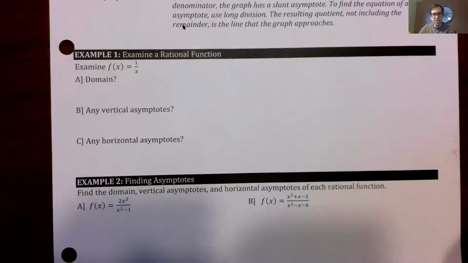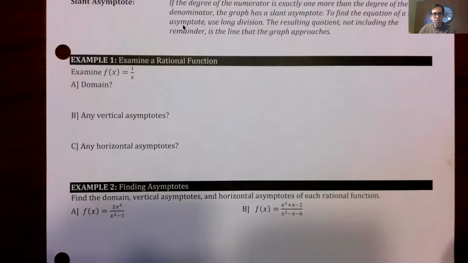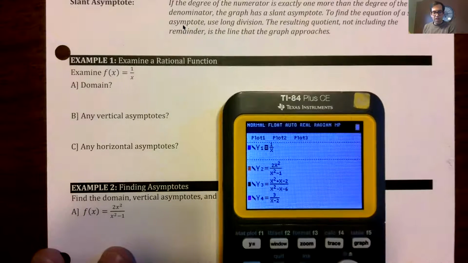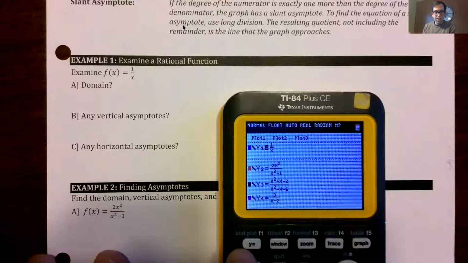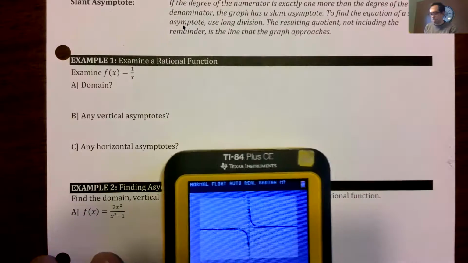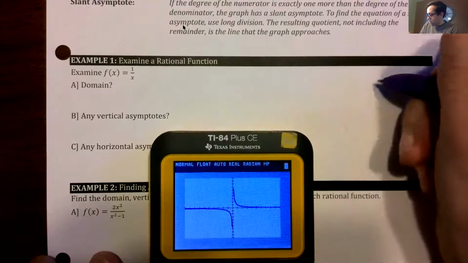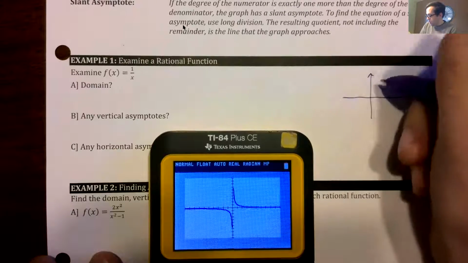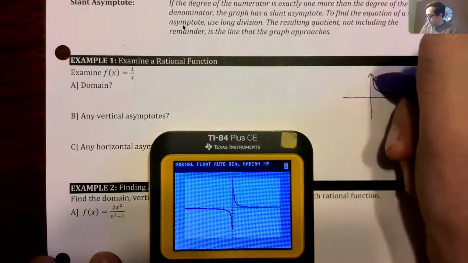So let's take a look at example 1. Examine a rational function. Let's just start by graphing the most basic rational function there is, 1 over x. So on my calculator, I already entered all of the functions that we're going to need today in this video so that I don't have to waste your time with me typing them in. So I'm going to graph just the first one, 1 over x. And there is a rough sketch of it. So I'm actually going to draw a rough sketch over here. And it looks something like this.